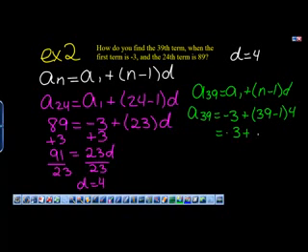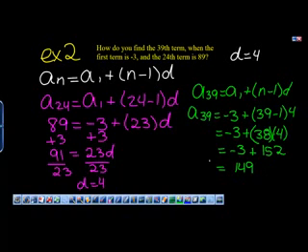Negative 3 plus 38 times 4. You can also use parentheses or the multiplication sign. Negative 3 plus 152. Add those together, and we get 149, which is our 39th term.